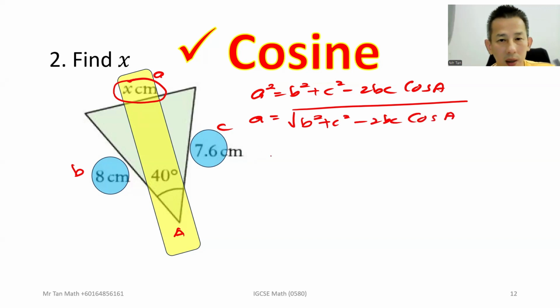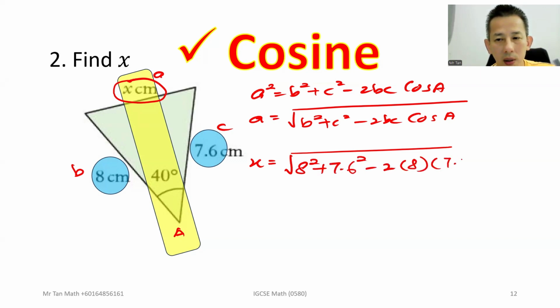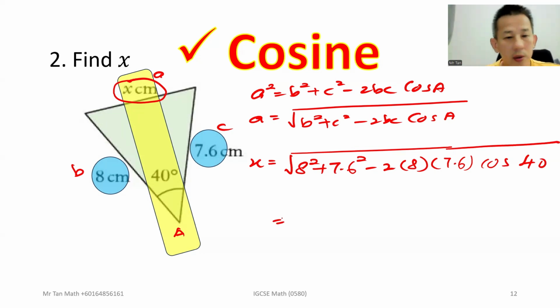You calculate. Therefore, your X should equal the square root of 8 squared plus 7.6 squared minus 2 times 8 times 7.6 cos 40. You should get 5.35 cm.